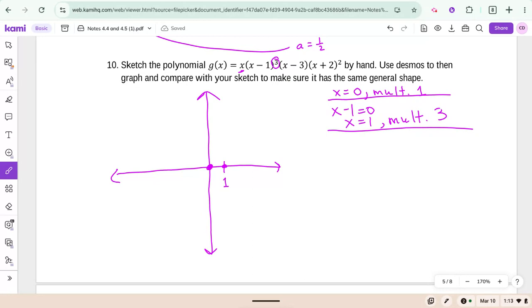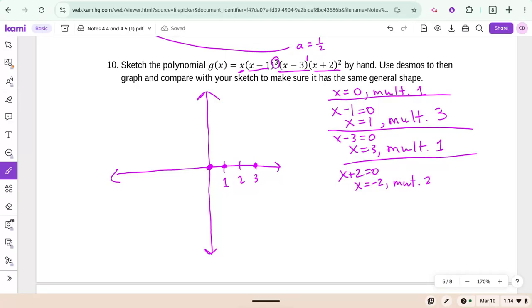Let's see, what's next? I have x minus 3. So I already did that one. x minus 3. So my 0 is x equals positive 3. This one just has a multiplicity of 1. So 1, 2, 3. And then I've got x plus 2. If I set that equal to 0 and solve, I get -2. This one has a multiplicity of 2. Okay, because of this. So let me go back to -1, -2.